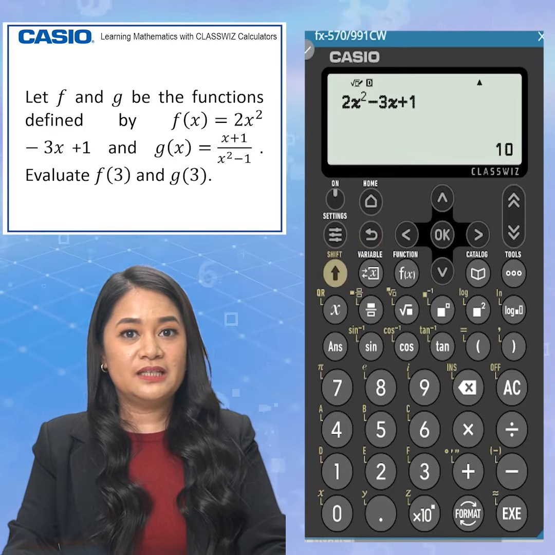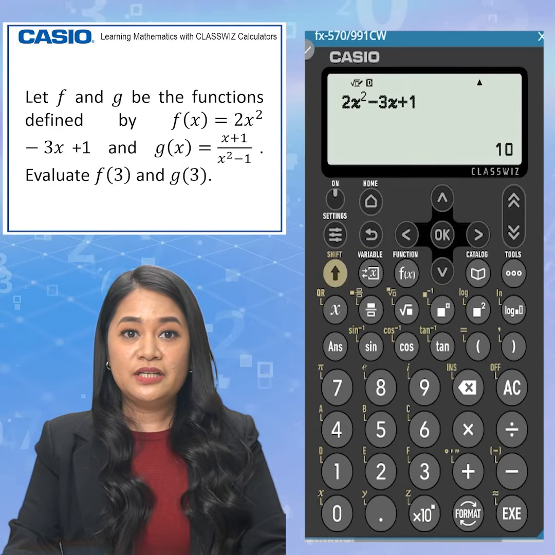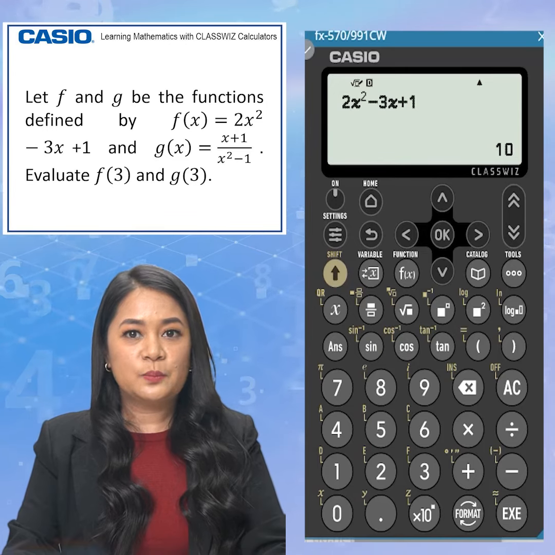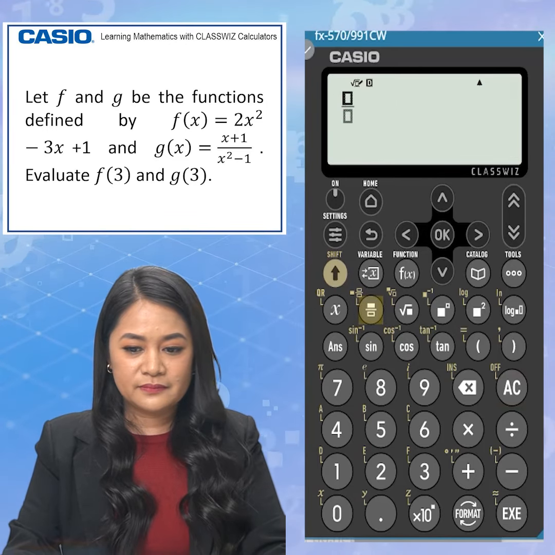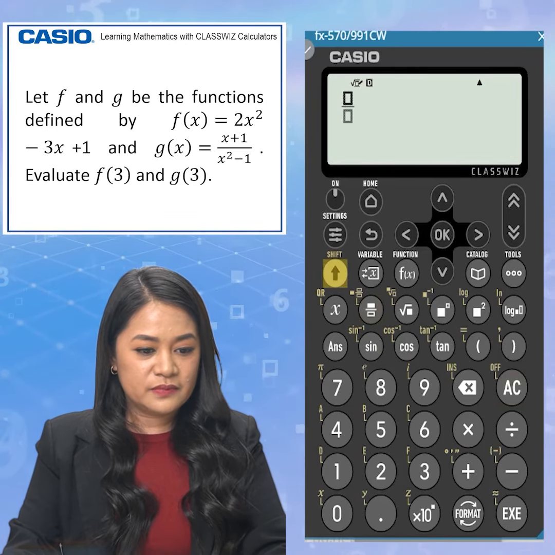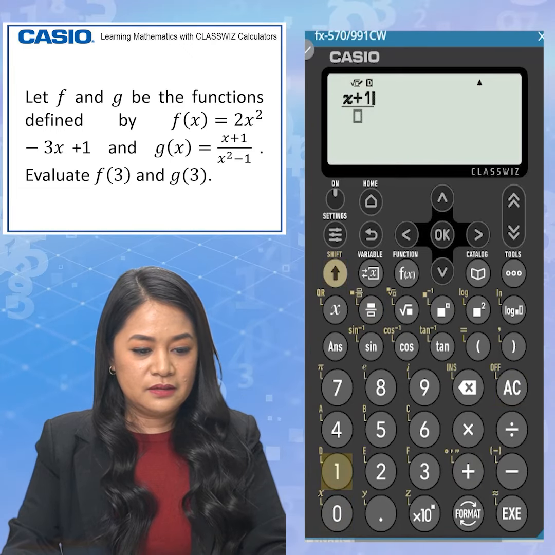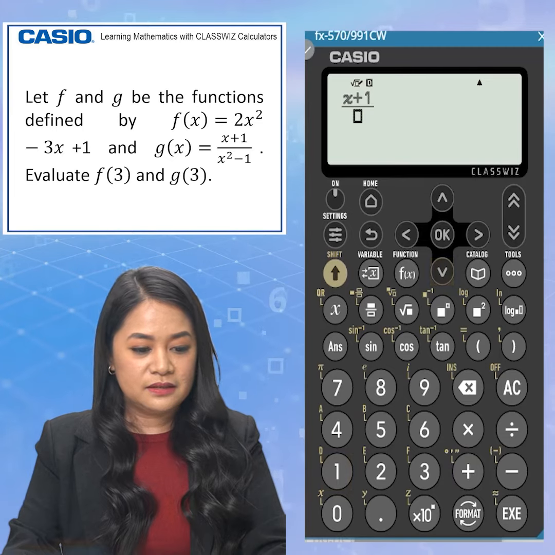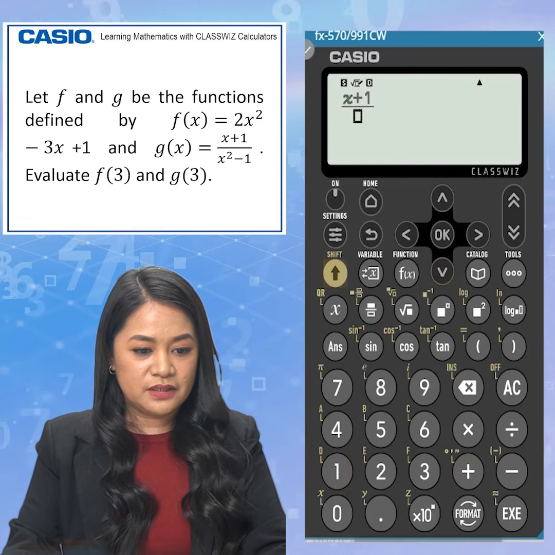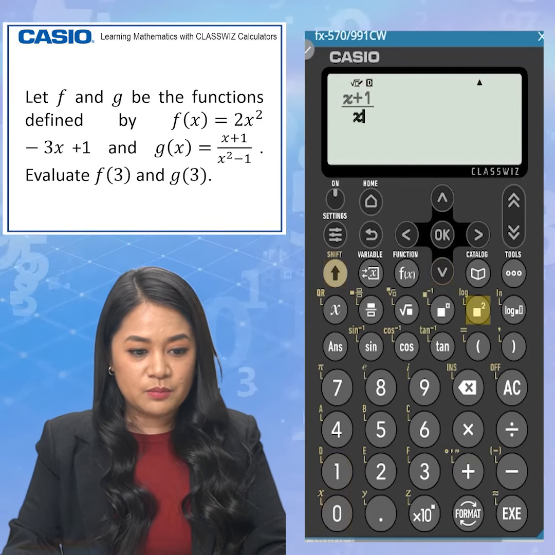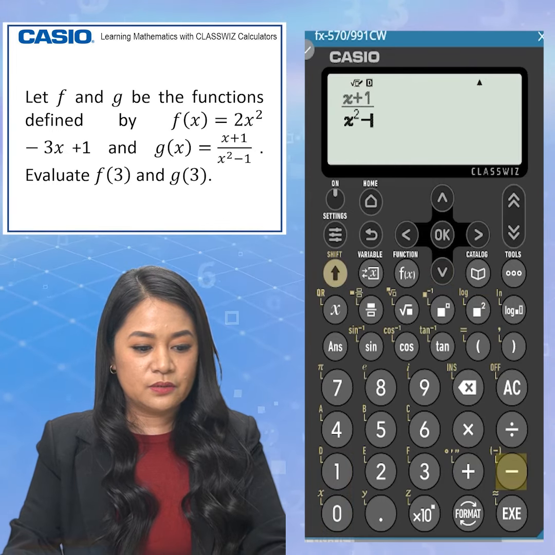So f of 3 is equal to 10. For g of 3, do the same process. So press the fraction button, shift, 0, plus 1, arrow down key, shift, 0, square button, minus 1.